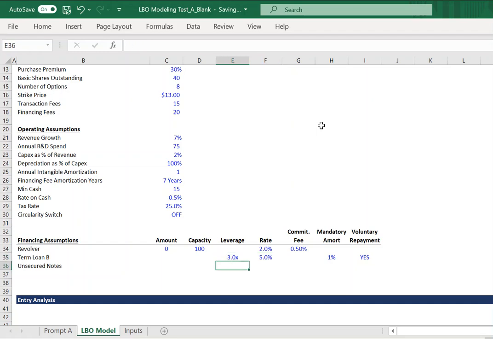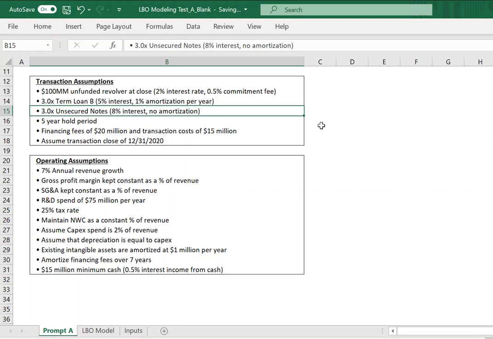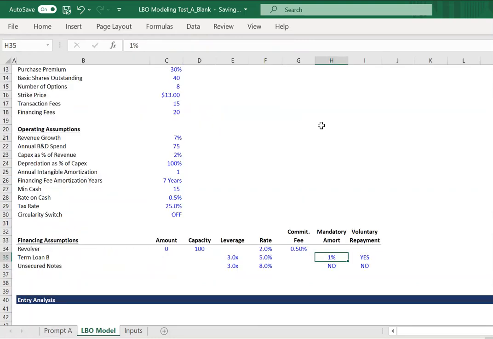And so let's talk about our unsecured notes. We're also levering 3 times unsecured, 8% interest, and there's no mandatory, and we're not allowed to voluntarily prepay. And so this is common. This actually probably wasn't in the prompt. So the amortization was listed for the term loan, and it was listed that there was no amort for the unsecured notes. That's standard. So 1% amort on term loan is standard. No amort on notes is standard, and then it's also standard terms that you can prepay your term loan B, but you cannot prepay your notes.